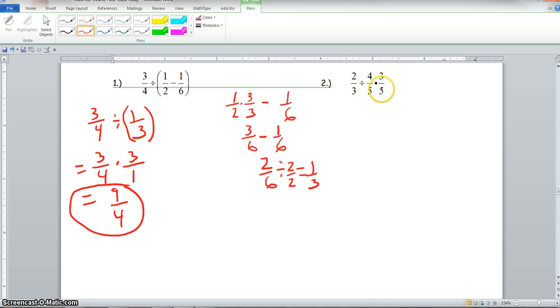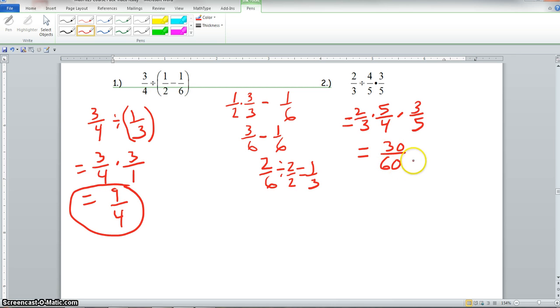Now number 2, we have division and multiplication. We know when we divide and multiply, we go from left to right. So we will have 2/3. Division will become multiplication, and we'll take the reciprocal of the second fraction. And we can bring down this other fraction that we're multiplying. Now, since we have all multiplication, we could just multiply straight across. 2 times 5 is 10, times 3 is 30. 3 times 4 is 12, times 5 is 60.